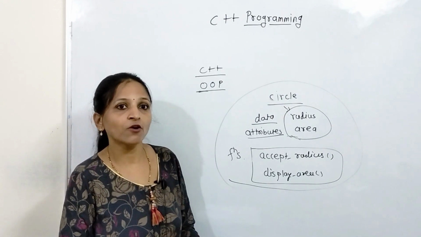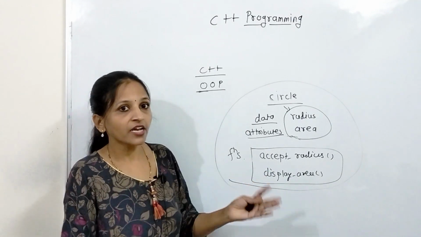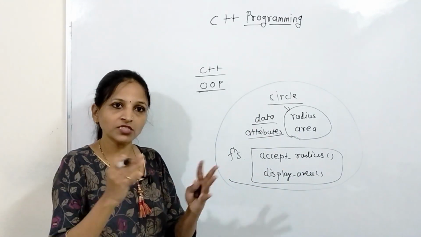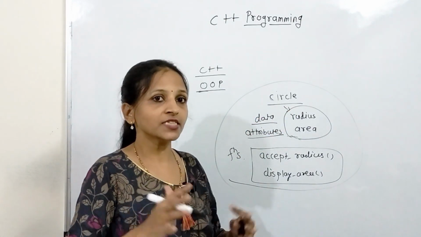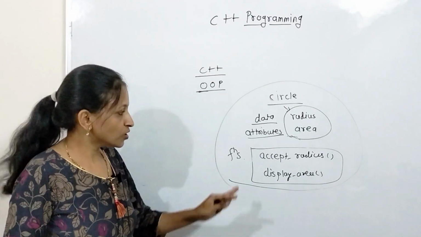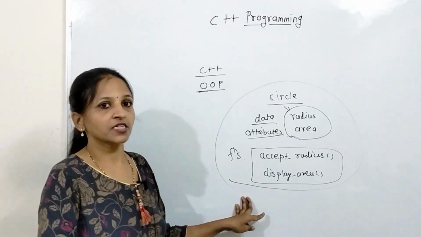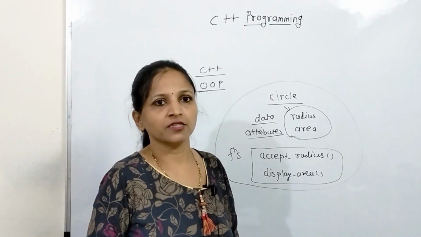That's why here we have to separate the data and functionality, and again wrap them together into a single unit, that is nothing but the circle object. Means the circle object is having radius and area with it. With that circle object we can accept the radius of that circle, calculate the area of that circle and display it.